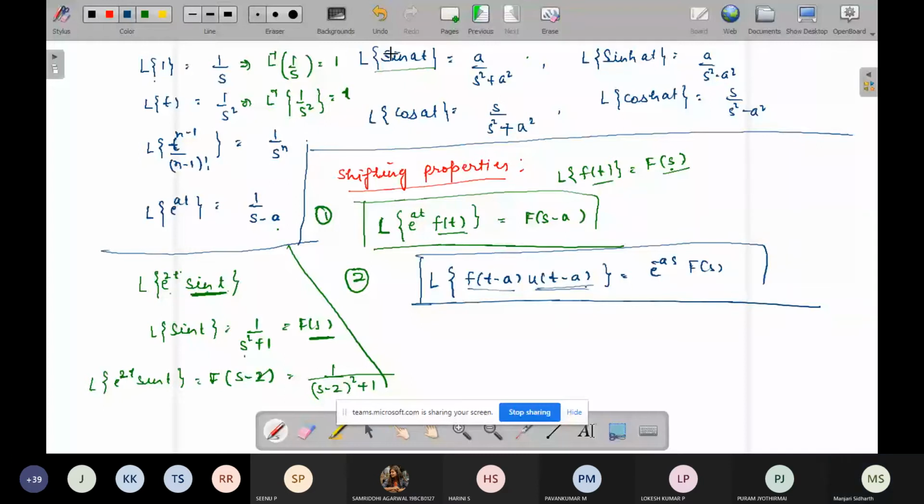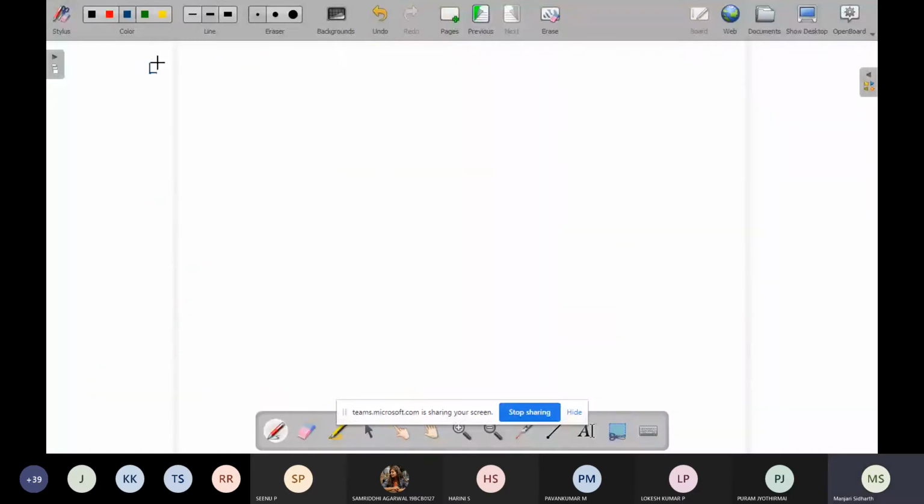Next is, suppose there is a differentiation. You need to find the Laplace transformation of any derivatives. So the Laplace transformation of f dash t, the first time derivative, is s times the Laplace transformation of f of t minus the value of f at t equals 0. This is very important. Why am I saying this? Because in the differential equation, the derivatives are there only. So every time we'll use this.